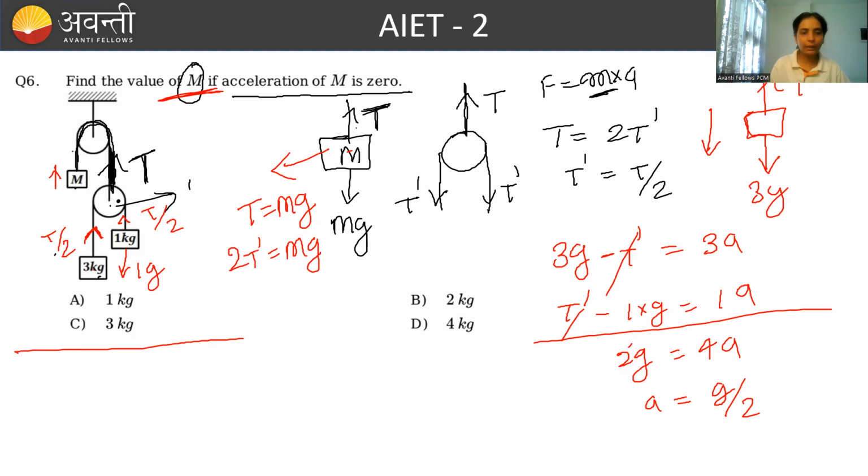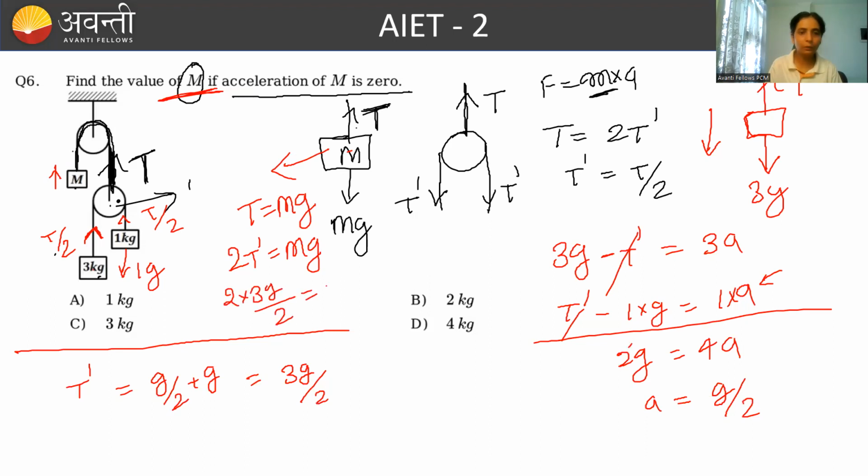Okay, so now you calculate it, put the value of acceleration A here. So T dash will be equal to G by 2 plus T, and that is equal to 3G by 2. So this is 3G by 2. Now put the value here: 2 into 3G by 2 equal to mg. G will get cancelled, 2 will get cancelled, m is equal to 3.